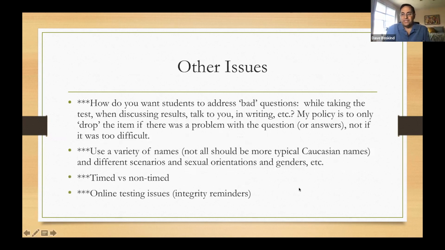Other issues. So for starters, what is a bad question? Let me tell you what I think does not qualify as a bad question. A bad question is not necessarily a tough question. I'm okay with tough questions.